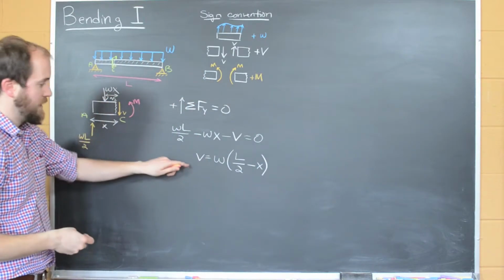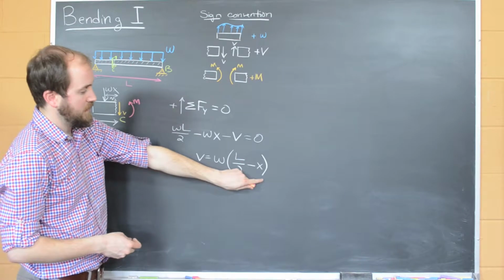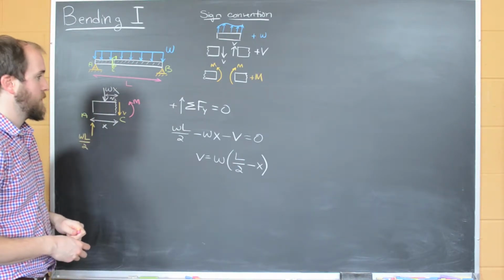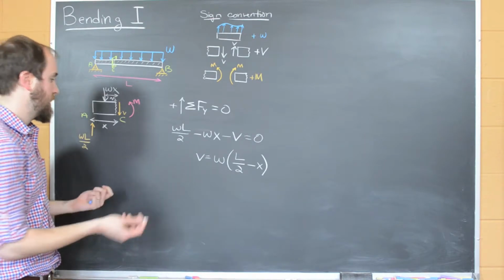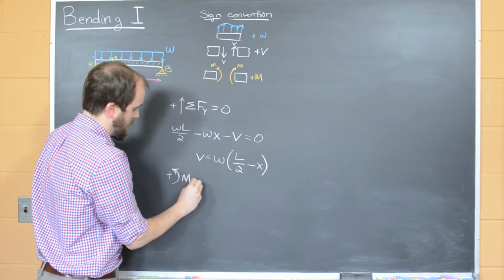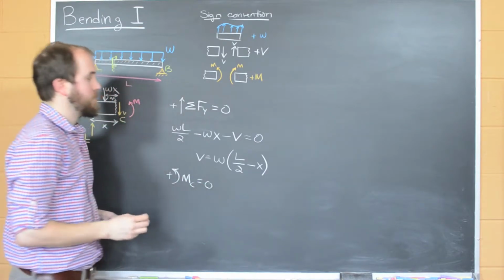And you can immediately see that V varies linearly with x along the length of the beam. So that's our first equilibrium equation. The second one we can do would be summing our moments about C, setting that equal to 0.